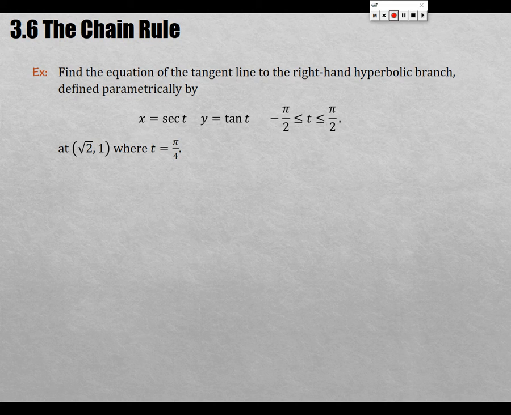Did I need to tell you the point root 2 comma 1? Did I need to tell you that? You could have found that using pi over 4, right? You could have found the point, but I did. Pi over 4, which is in the range.